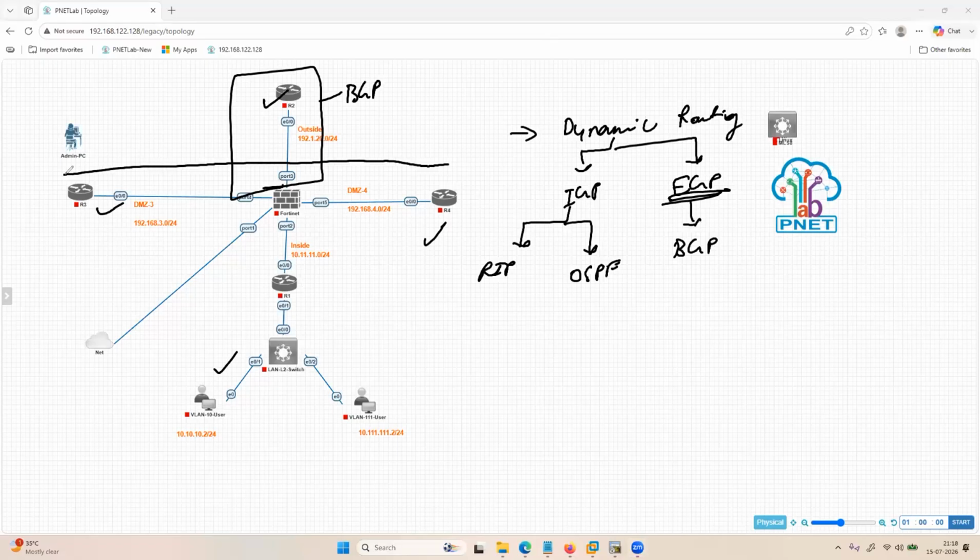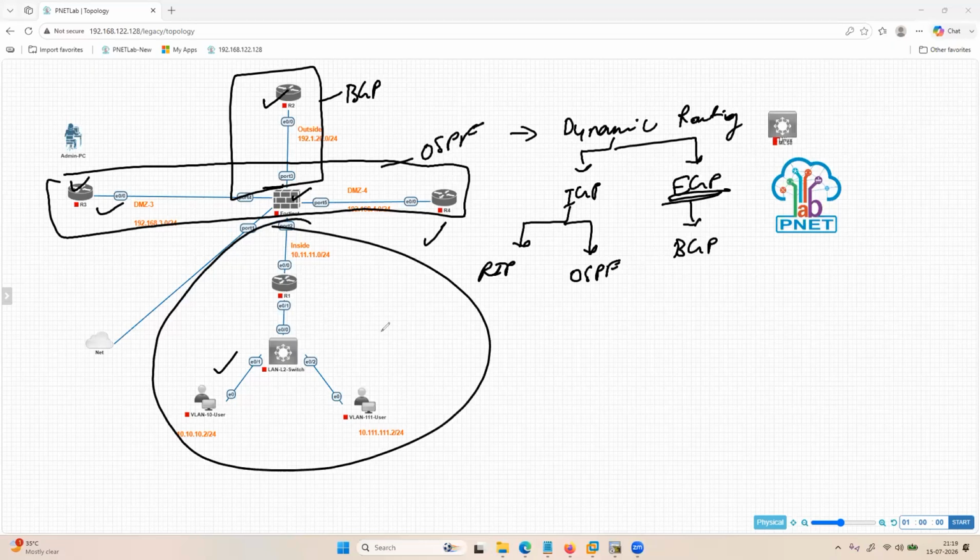OSPF will be running here on these three devices, R2, R3, R4, and Fortinet. Here we'll be running OSPF. And here all the way we will be running RIP. Then once this is done, we are going to do redistribution. Once that is done, there is a drawback of redistribution as well. So we'll be making that drawback solved.